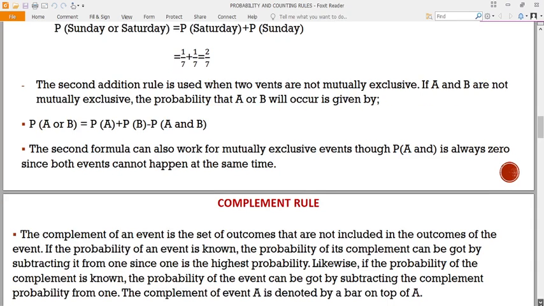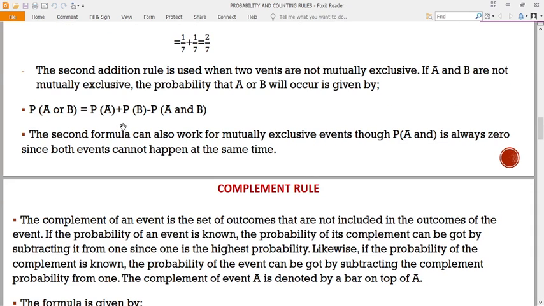So therefore, the probability of A or B will be the sum of the individual probabilities, but then we subtract the situation where both of the activities happen at the same time, because we are only interested in getting the probability of either A or B. So we subtract that situation where they both happen.